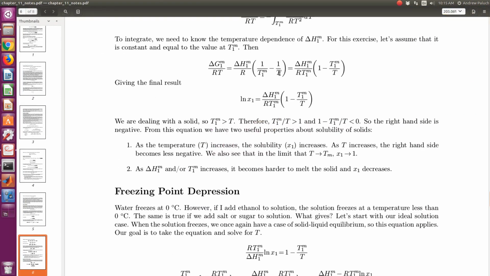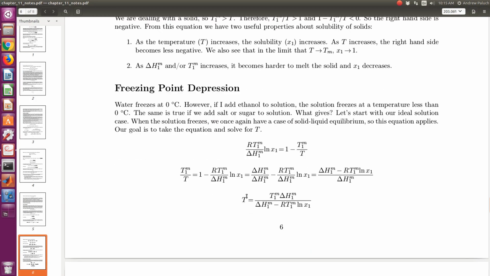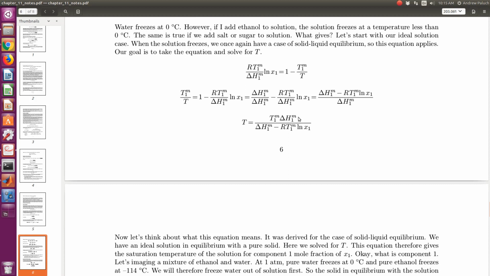So freezing point depression. I just flip things around, and I can solve for temperature. And so the idea is, we add salt to our roads in winter, salt being the component with the higher melting point. So it is going to be what'll precipitate out of solution.